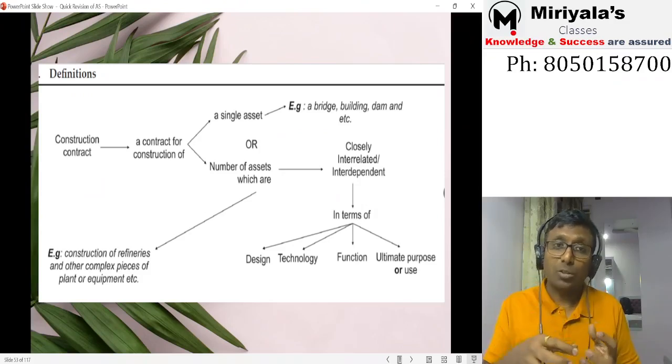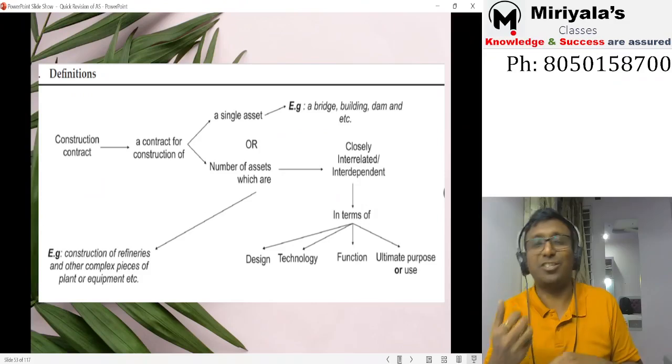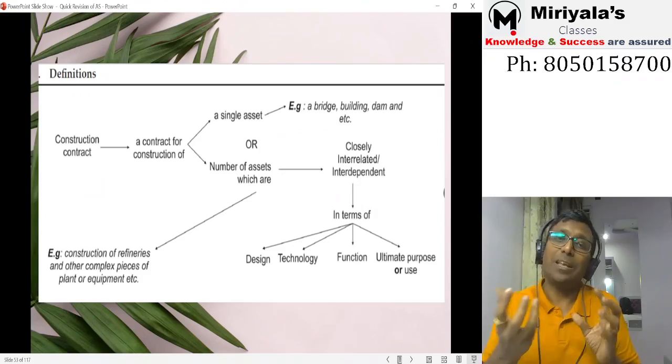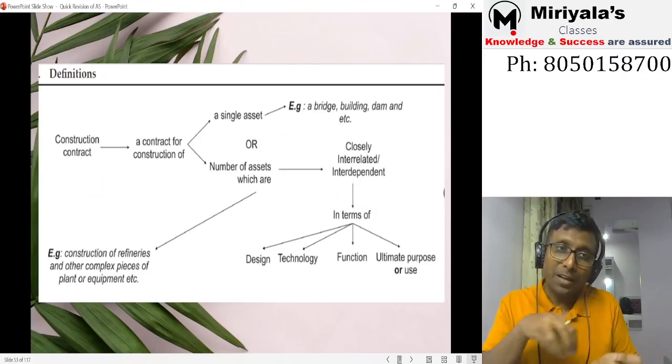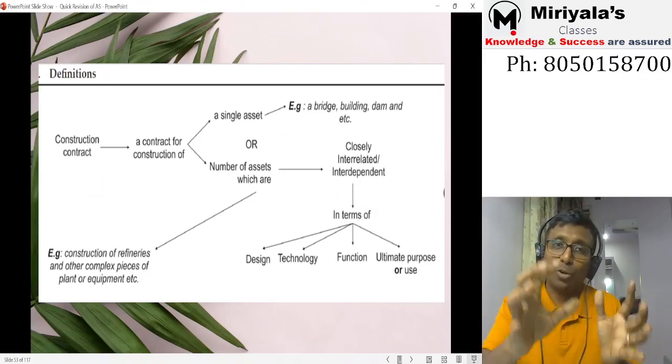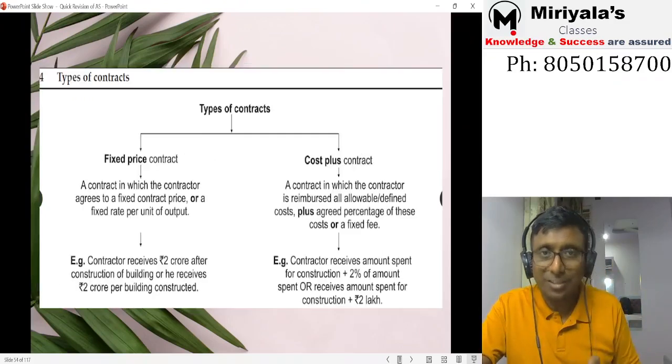It includes not only the construction, even destruction services also. Any labor contracts with respect to construction services are also going to be part and parcel of the construction contract.